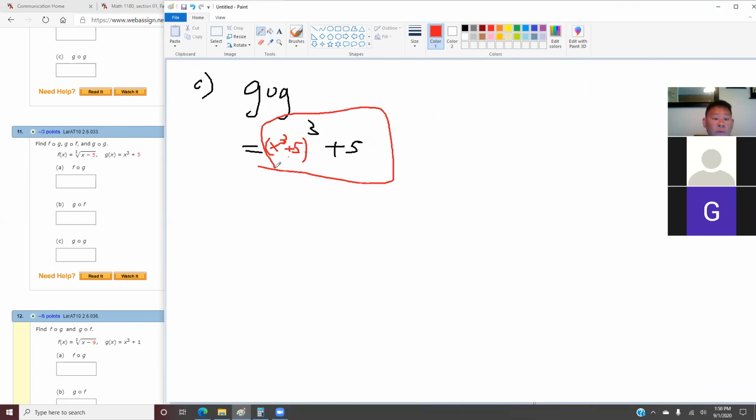So please don't FOIL this one out, because if you FOIL this one out, it's going to be horrible. Just leave it as this, x cubed plus 5 cubed plus 5. Okay, and make sure this x is a lowercase, not the uppercase x. Don't use capital X, they will mark you wrong.